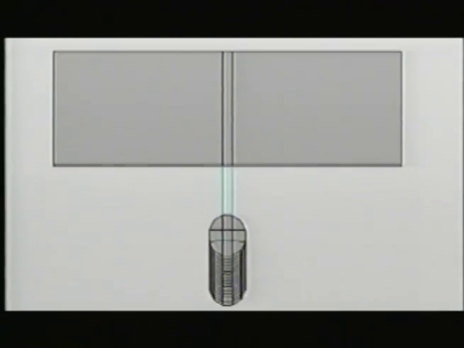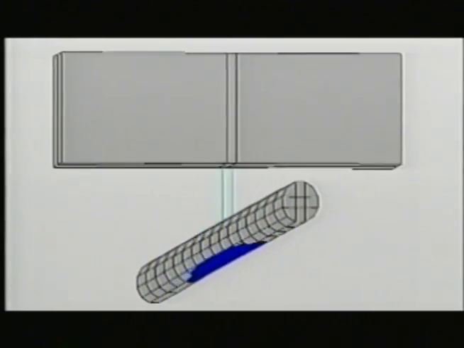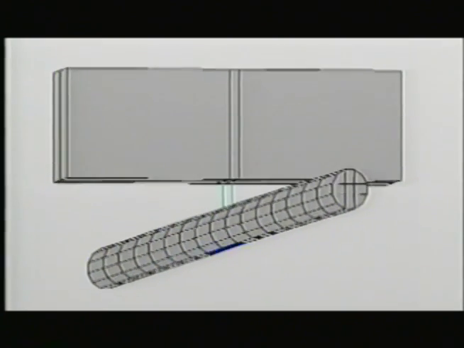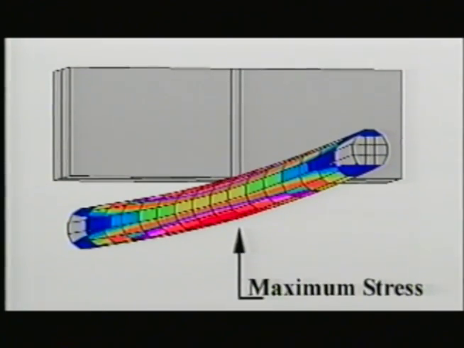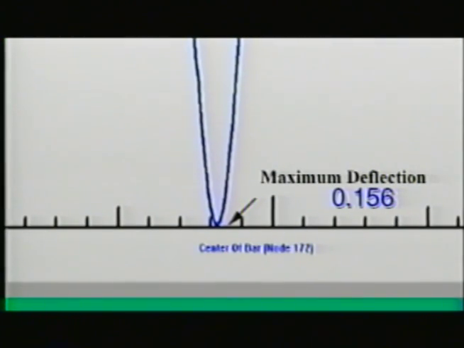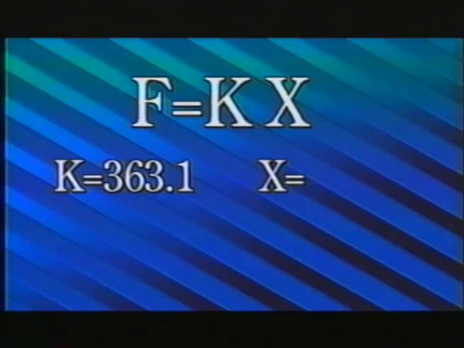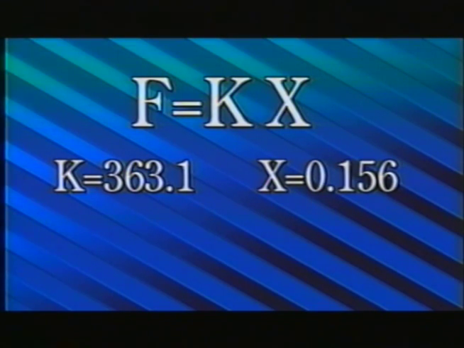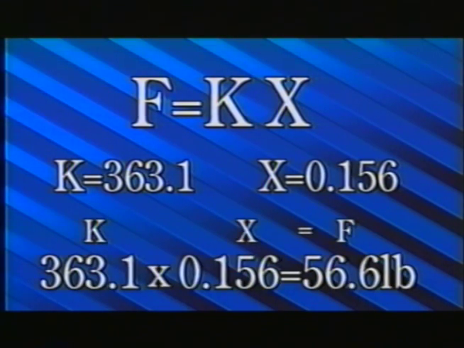At the end, we can make a replay of the motion, impact, and stress analysis in an AVI format and look at it with the Windows Media Player. Right here is the maximum stress in pounds per square inch. And here is the maximum deflection. Now, just for info, we can calculate the actual force. Plugging in the deflection, we get the force. See? The force is 56.6 pounds.